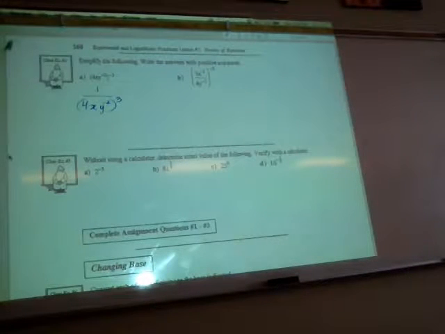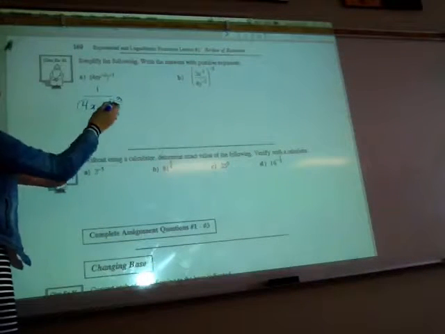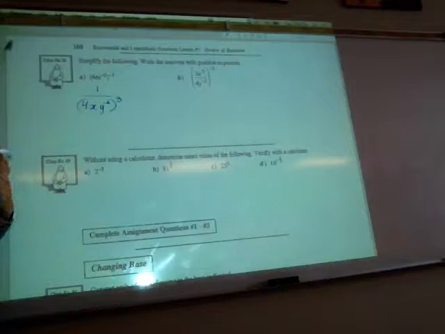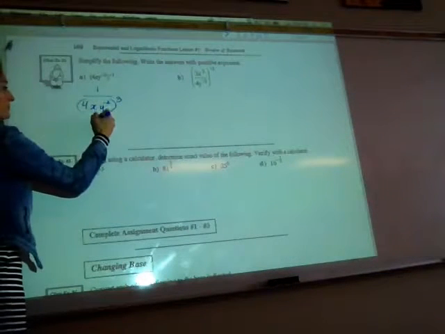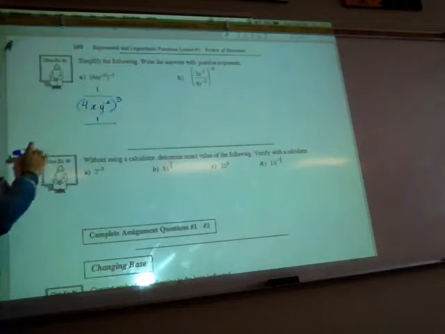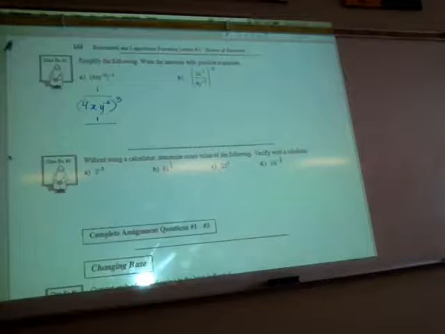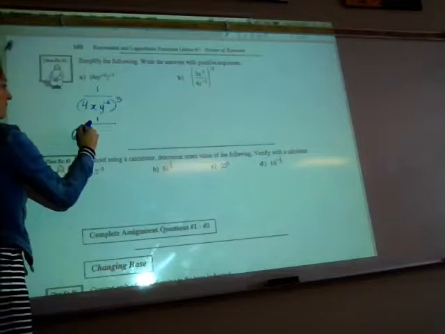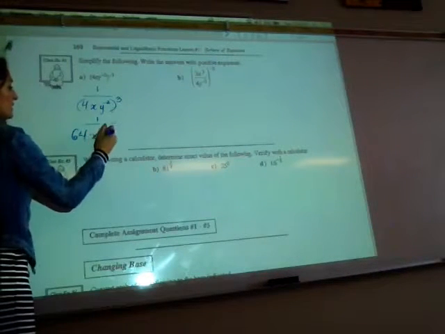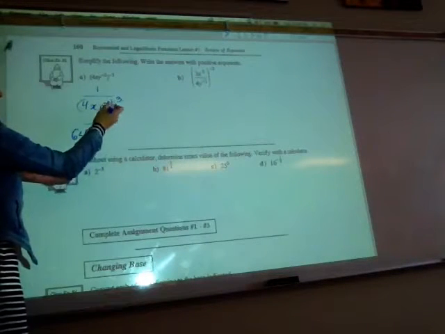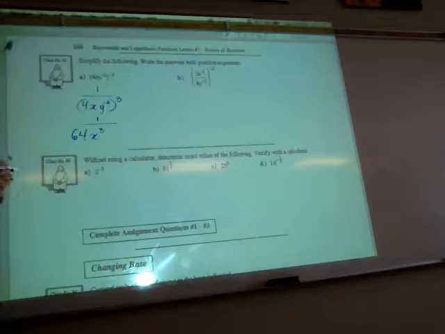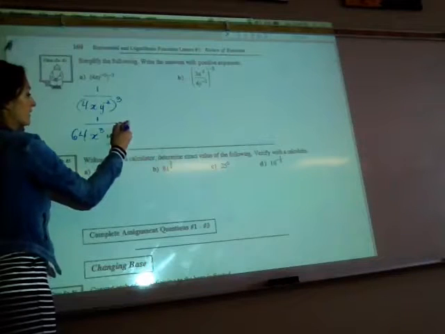Does it matter which way you do it? No. I'm going to show both. Then I would have to apply the cube to the 4, to the x, and to the y to the power of negative 2. So 4 cubed, what do we get? 64. Then x cubed, and then y to the power of negative 2 to the power of 3. You multiply, so you get y to the power of negative 6.